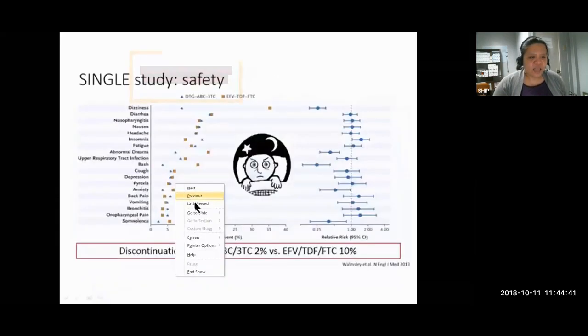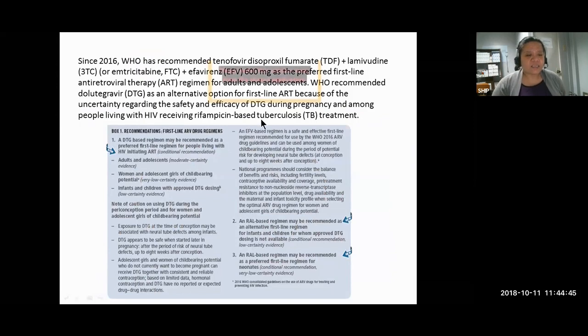The World Health Organization, which dati said that dolutegravir should be the first line, has now relegated it to an alternative option for first-line ART. Let's read the recommendations on first-line. A dolutegravir-based regimen may be recommended as a preferred first-line regimen among adolescents, women, and adolescent girls of childbearing potential. Very low certainty. Note of caution on use of dolutegravir during the periconception period and for women of childbearing potential. Exposure to dolutegravir at the time of conception may be associated with neural tube defects among infants. However, DTG appears to be safe when started later in pregnancy, after na mag-organogenesis, meaning 8 weeks after conception.